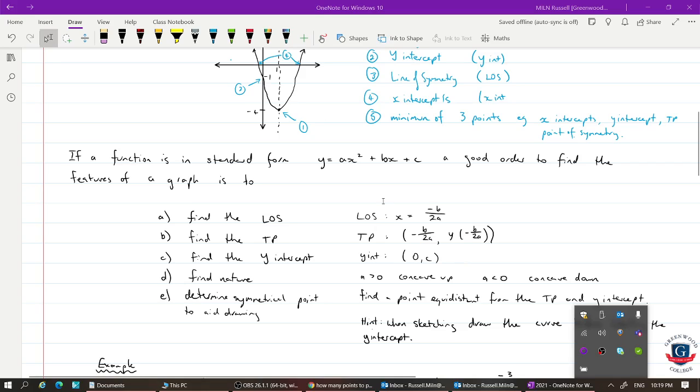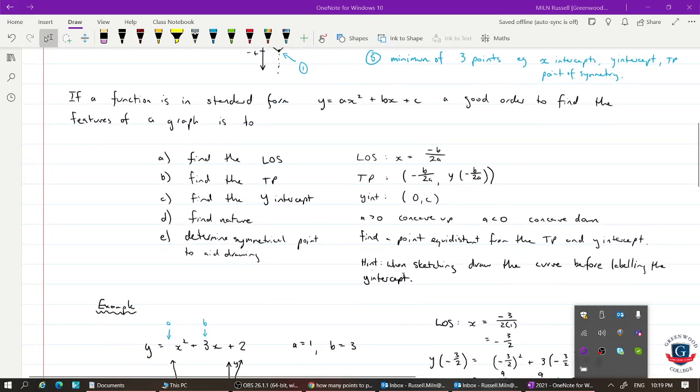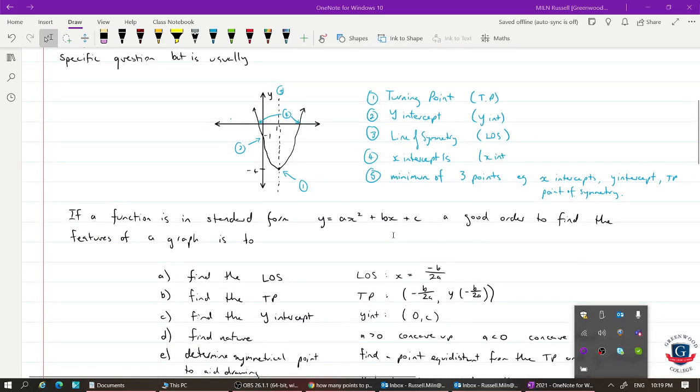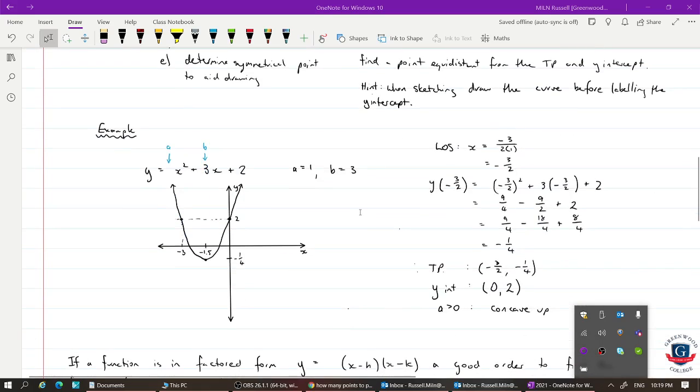I'll determine the nature of the curve by looking at a, and if it's greater than 0 the function's concave up, if it's less than 0 it's concave down. And then I would look for a symmetrical point to give me my third point on the curve. So similar to here, I know that from here to here is 1, so if I go across another 1, I would get my next point. I've got an example of doing it here. It's actually a lot easier in practice than it is to explain. And the hint I've given you over here is that it's usually easier to draw the curve before you mark the y-intercept in. So let me show you what I mean and how to do it.